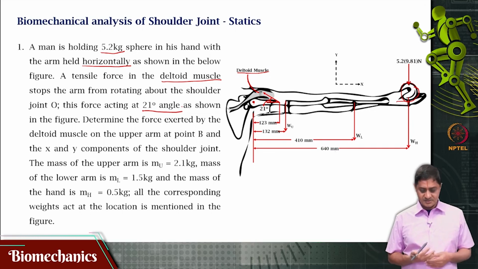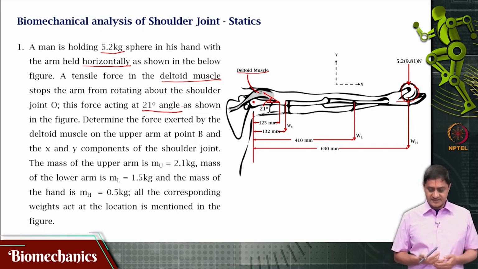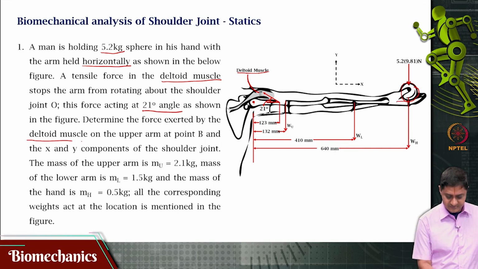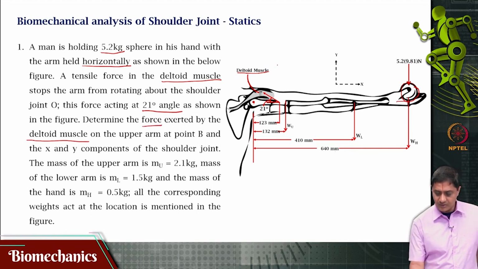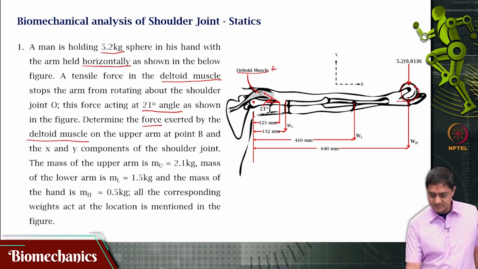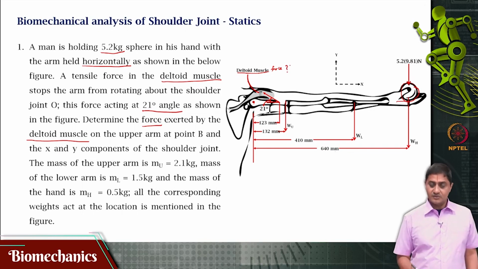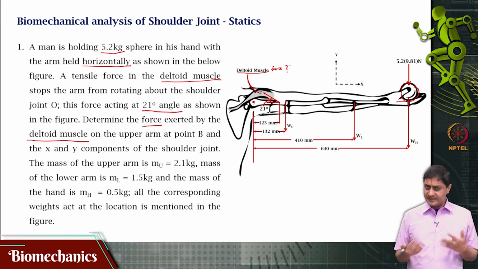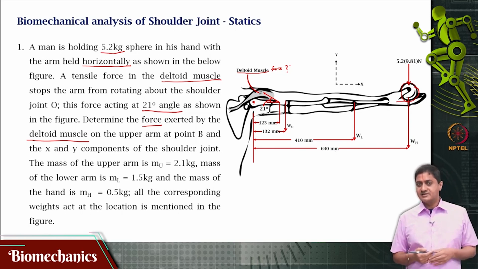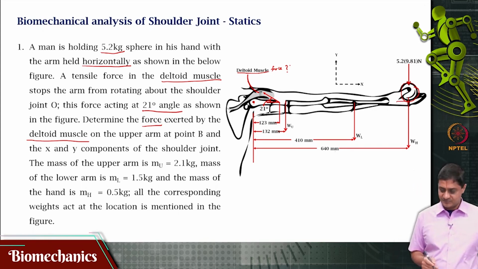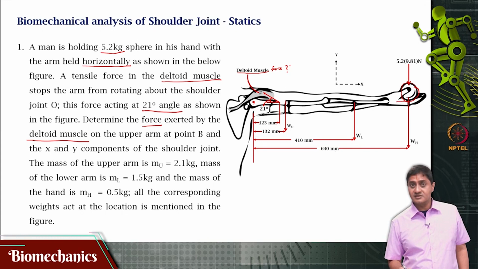The question is, find the force exerted by the deltoid muscle. We need to know what is the force that is produced by the deltoid muscle. Some more details are given. We cannot assume that the upper arm and forearm are massless. They have mass, and their corresponding centers of gravity or centers of mass are given.